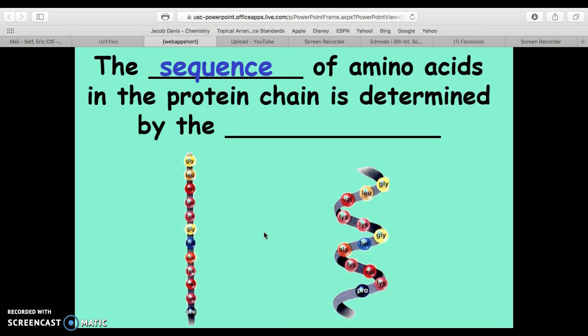The sequence of amino acids in the protein chain is actually determined by something I hope you've heard of before, the DNA code, deoxyribonucleic acid. We'll talk about that later in this PowerPoint. But for right now, you just need to know that the sequence of amino acids is determined by the DNA code.